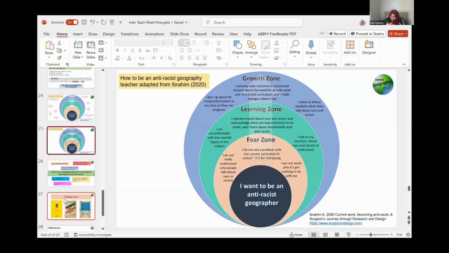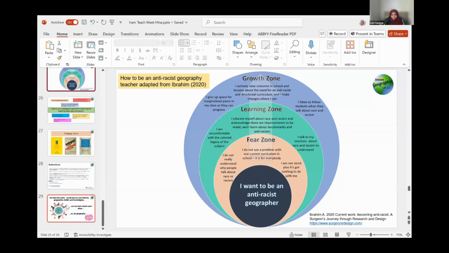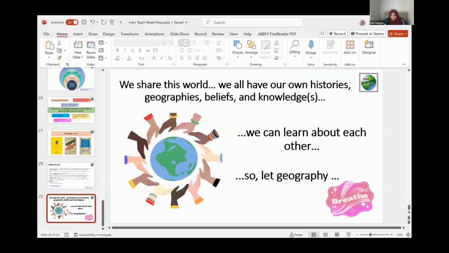Fear zone being not accepting there's a problem, and then the growth zone trying to do something about it. Learning zone, which I think I'm in, which the majority of us are hopefully in, where we're just trying to learn new ways of knowing. Just to sum up, we all share this world. We all have our own histories, geographies, beliefs, and knowledges. And we can learn about each other. So my motto is let geography breathe. And that's part of my PhD. Thank you so much for listening, and sorry for the rushed presentation.